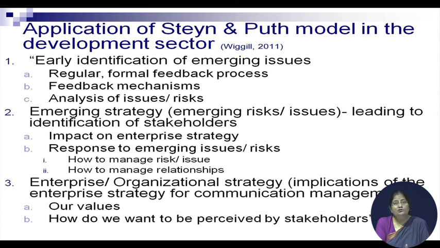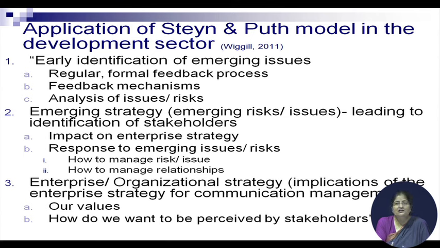The second step here would be emerging strategy. We find out what kind of strategy emerges as a result of this identification, leading to the identification of stakeholders. So this also feeds into the identification of stakeholders, and this would have an impact on enterprise strategy and response to emerging issues and risks. So how do you manage risks and issues, and how do you manage relationships, which would give us an idea of how we respond to emerging issues and risks, and the impact these risks would have on the enterprise strategy, and that would help us identify the emerging strategy and the emerging risks and issues.